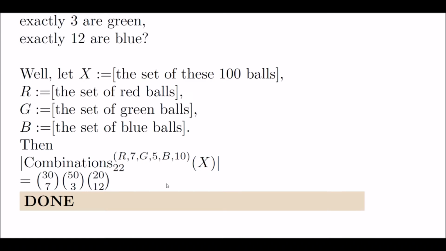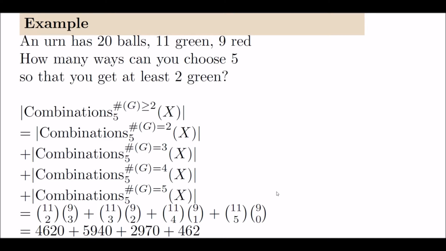X is the set of all 100 balls. So if you want to count the number of combinations of size 22, where you end up with this many of each color, you'll just look at the number of red balls. There's 30 red balls. I want exactly 7 of those, so we'll do 30 choose 7. There's 50 of these green ones, so I'll choose exactly 3 of those. And then there's 20 blue ones. I want exactly 12 of those. And you just multiply these together. So if you look on the bottom, you can see that I've taken 22 balls. Exactly 7 of those are coming from the red ones, 3 are from these green ones, and 12 are from these blue ones.